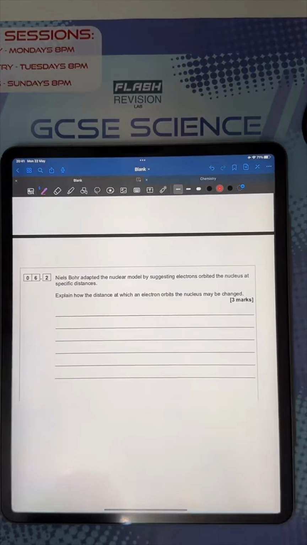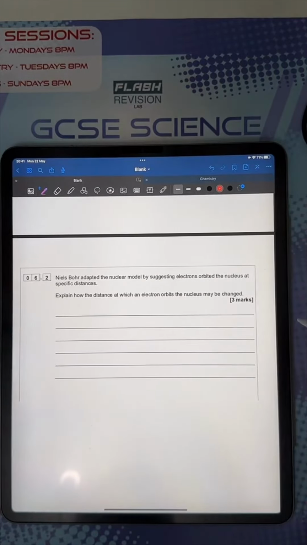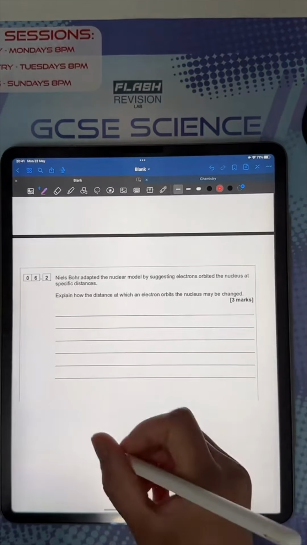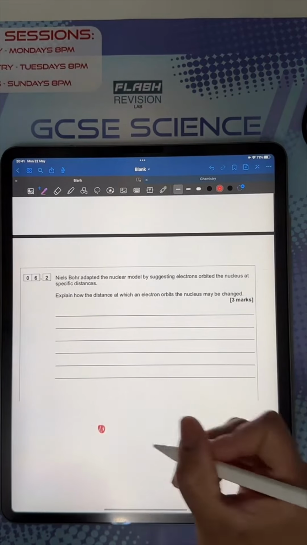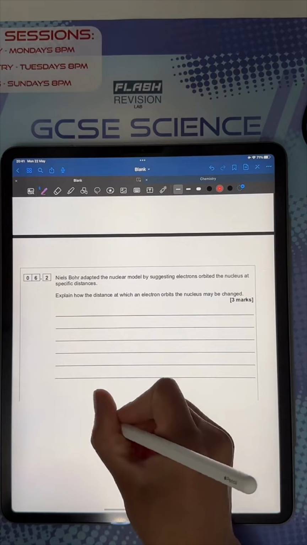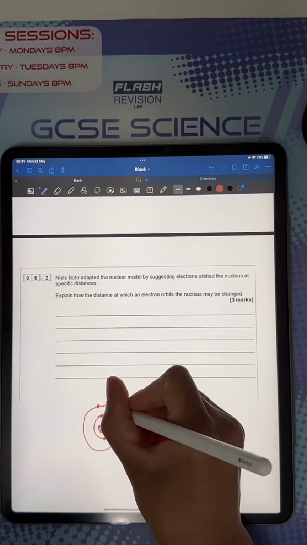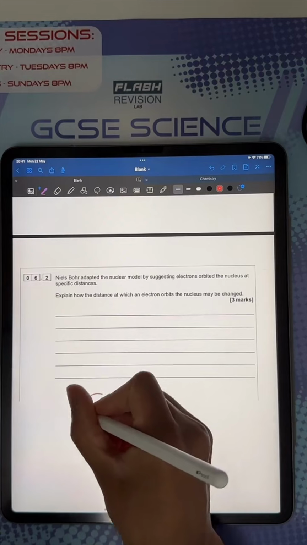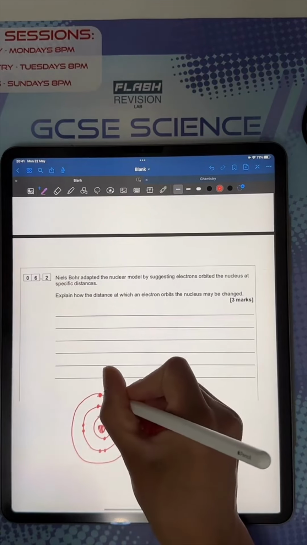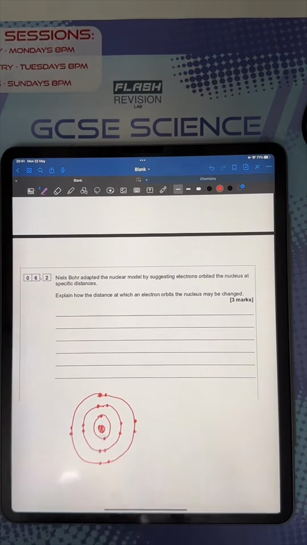So yeah, here we go, Niels Bohr. He adapted the nuclear model by suggesting electrons orbited the nucleus at specific distances. So he basically discovered that, yes, we have a nucleus. He accepted that. We proved that. Rutherford proved that. But electrons, he discovered electron shells, because this is what we do in chemistry, isn't it? We draw electron shells and we put the electrons in the shells. He discovered these. Before that, we didn't know that they did this. We just thought they moved around randomly. Okay?